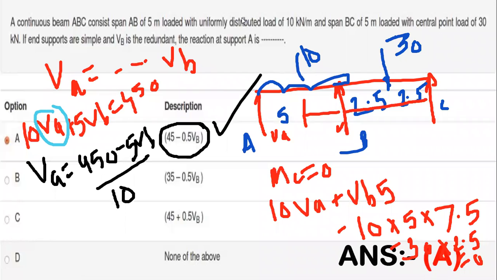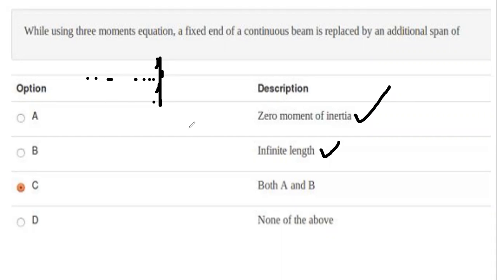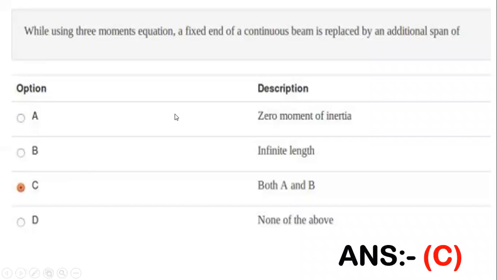Okay. Next, while using three moment equation, fixed end of continuous beam is replaced by additional span of option A, zero moment of inertia, option B, infinite length. Yes, if there is a fixed end for a continuous beam, then we are considering an imaginary span of infinite length and zero moment of inertia. So both option A and B are correct. So the correct answer is option C, both A and B.